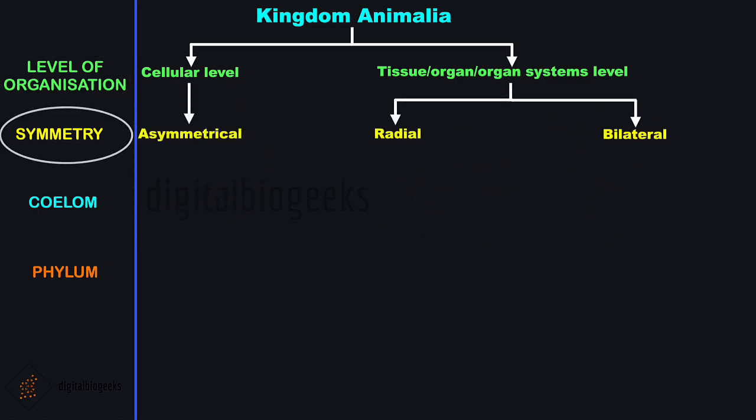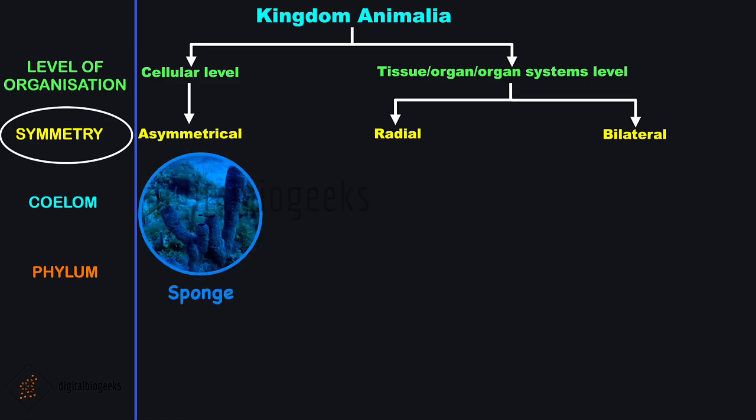Next is the body symmetry. You might have learned about symmetry in mathematics, right? Animals also exhibit symmetry. Symmetry means that when an object is divided into 2 halves, both halves are similar and balanced. Organisms are categorized into 3 types based on their symmetry: asymmetrical, radially symmetrical, and bilaterally symmetrical.